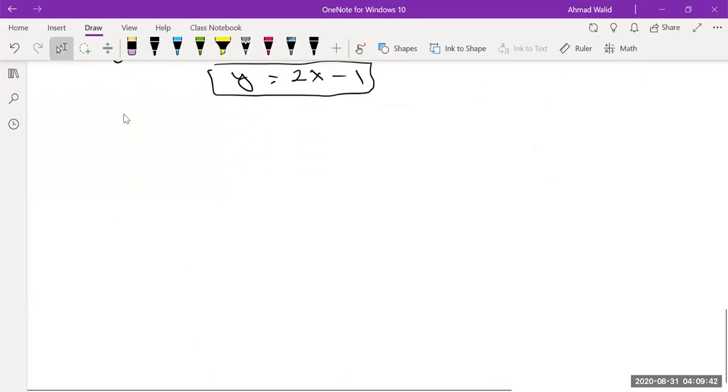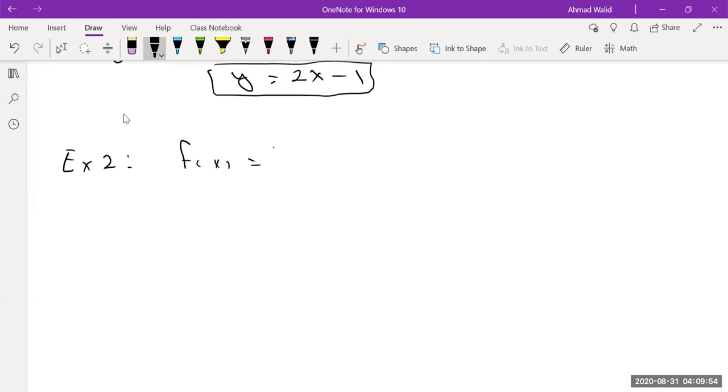Let's do another example. Example number 2: if f of x equals 3 over x, find the slope of the tangent line at the point (3, 1). This time I'll use the other formula, this one.